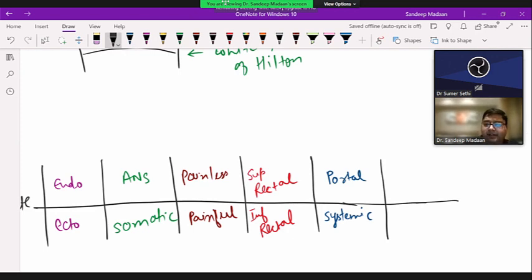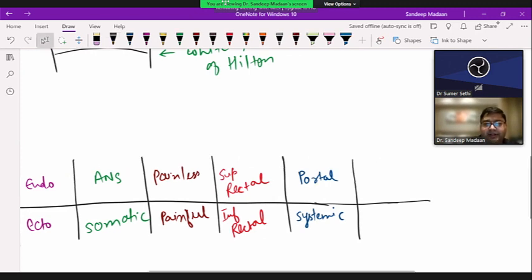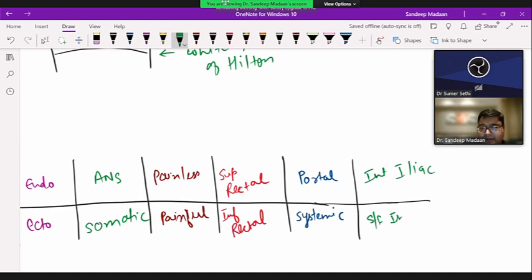All right. Now here, what about the lymphatics? Above, the lymphatics will be draining to the internal iliac lymph node, and below, to the superficial inguinal lymph node.